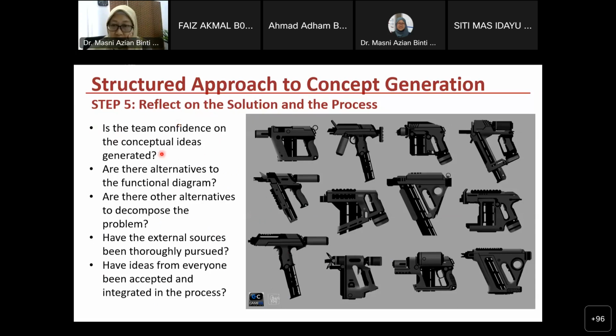Are you satisfied with the design concept? Okay, do you want to proceed with that product concept? You want to proceed with that idea? So, are there any alternatives to the functional diagram? Can you break down the functional diagram into many different subcomponents?